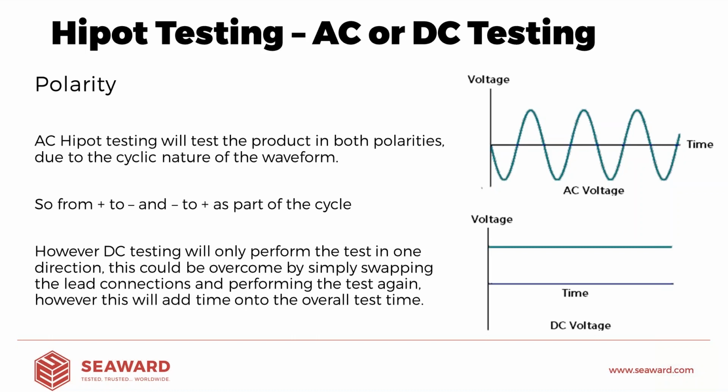If we needed to perform a negative to positive test, that could be overcome by simply swapping the test lead connections and performing the test again. But as we said, with ramping and discharging, we're now adding additional time onto that initial test time. So there could be some time constraints involved with DC testing.